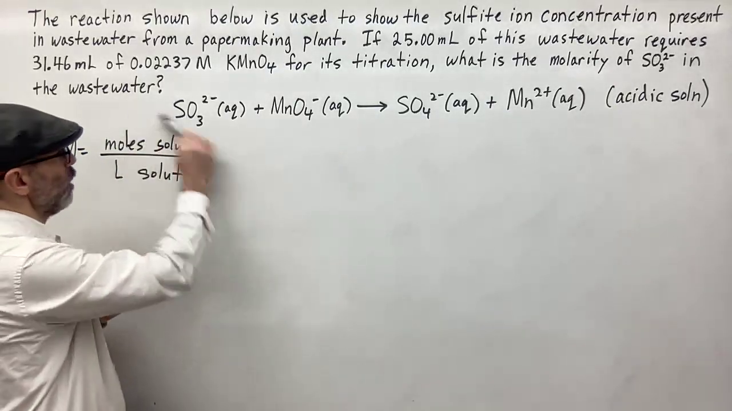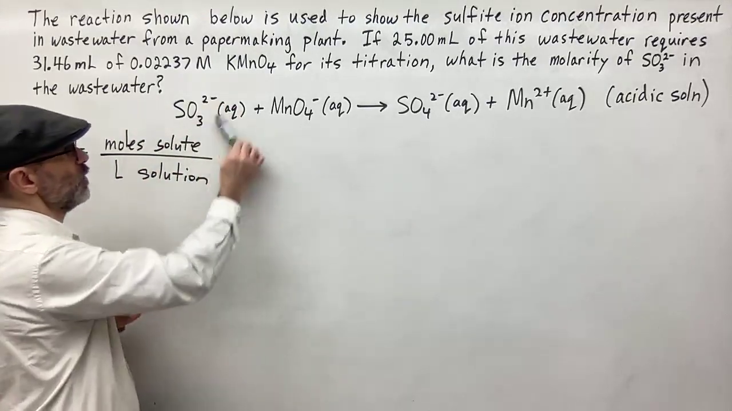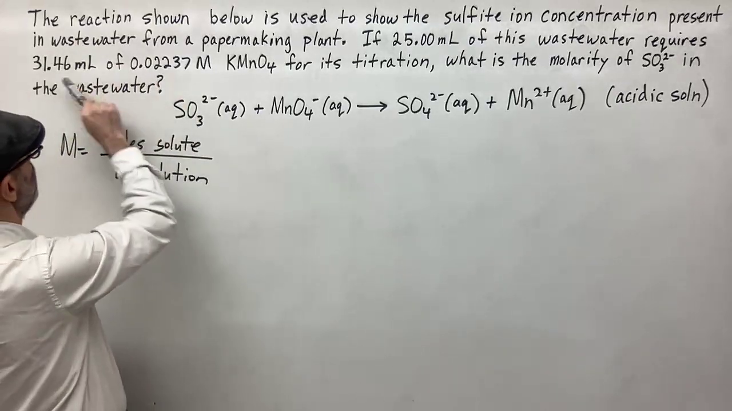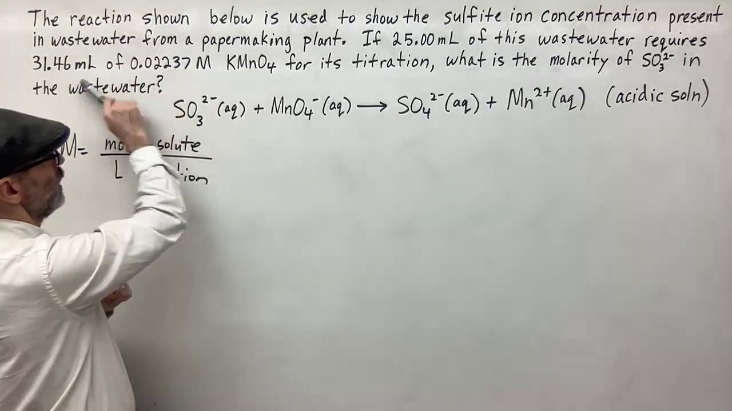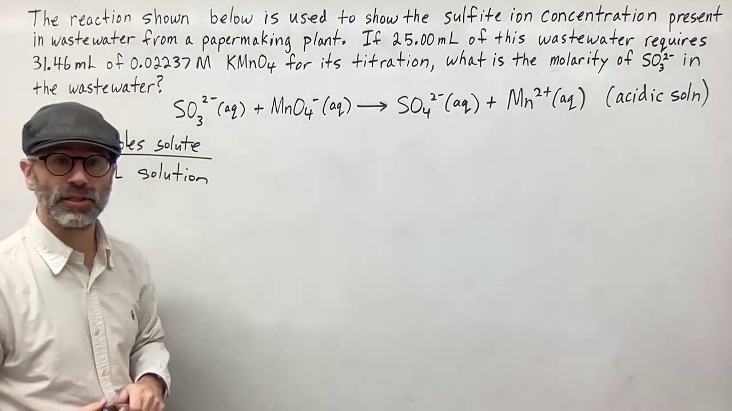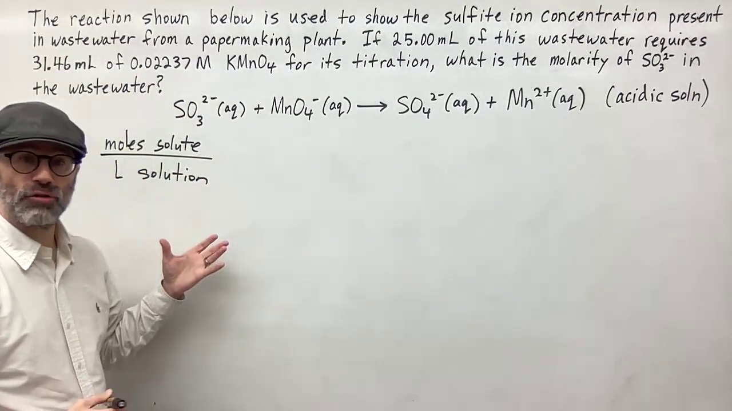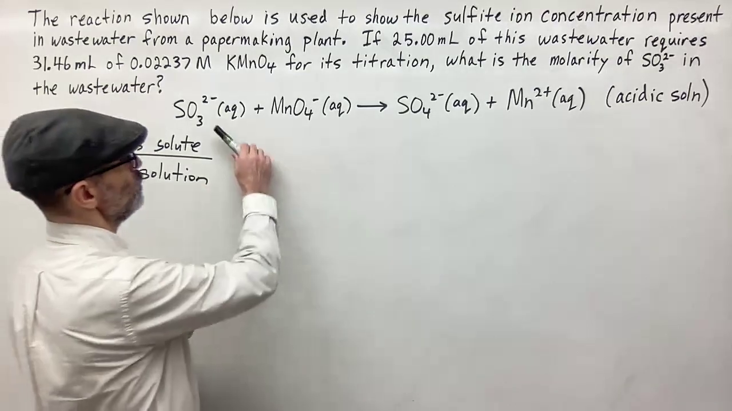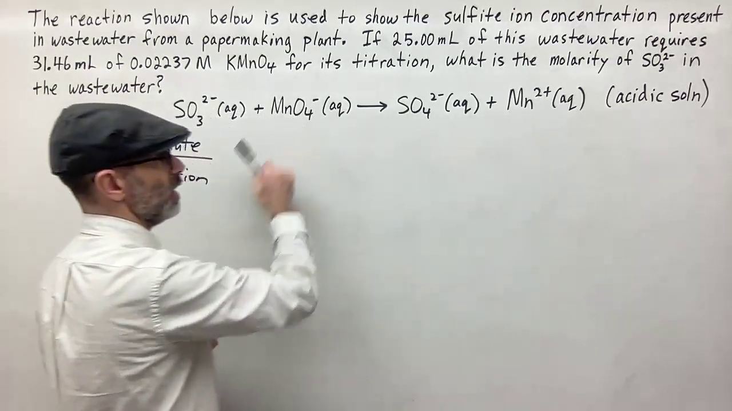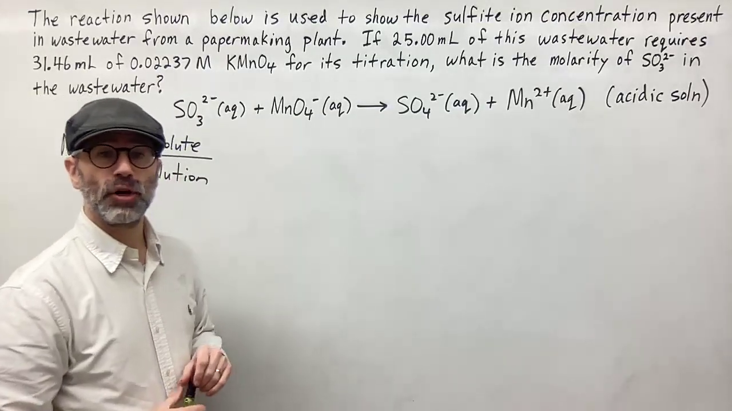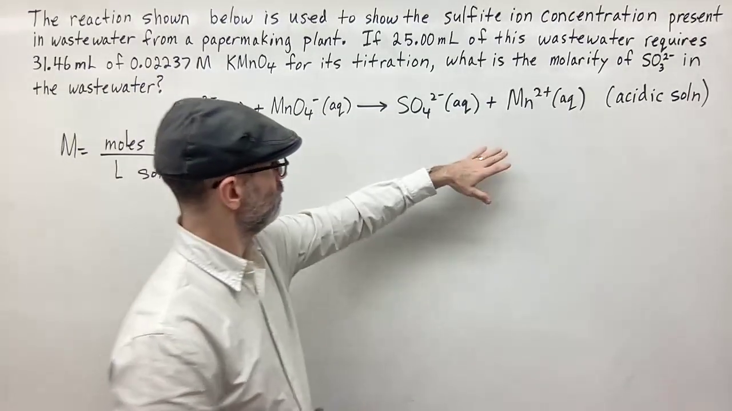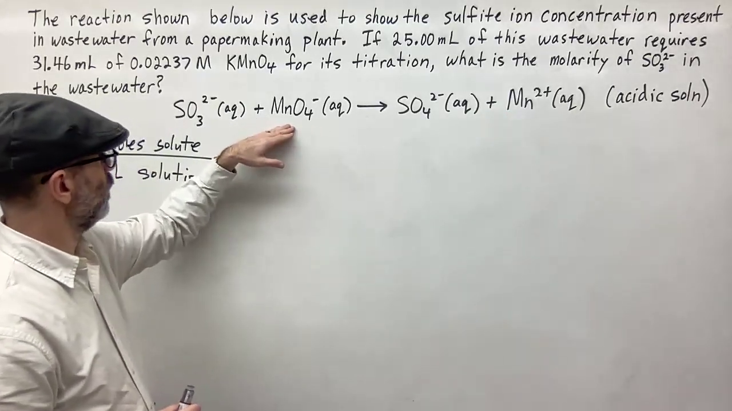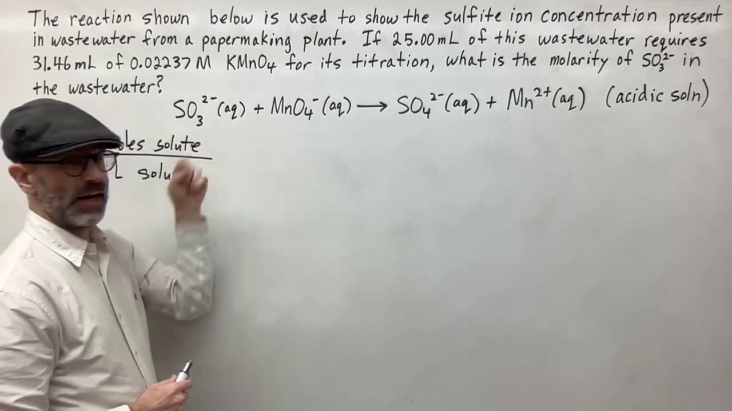But what we need to find out is the moles of the solute, which is the sulfite. So we can use the information given here, the milliliters and the molarity. We can use molarity to convert our volume of the KMnO4 used to get the moles. And then we would use our balanced equation here to convert moles of your MnO4 to get moles of your SO3.